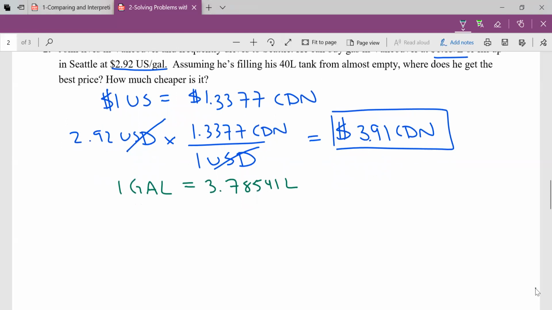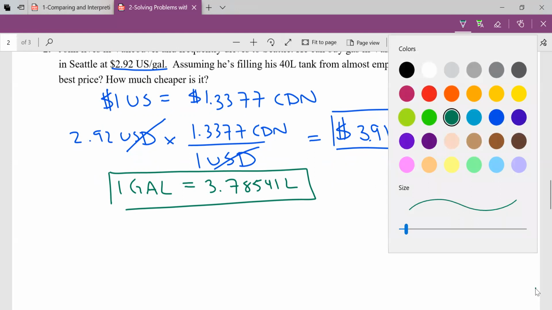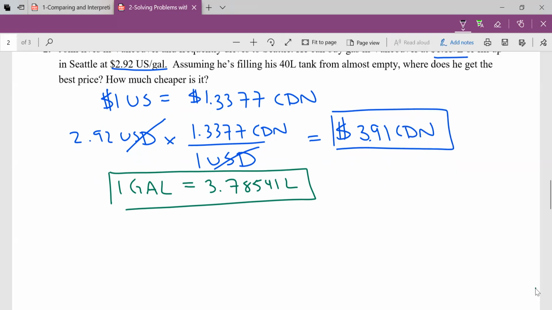Okay, so what have we got here? Let's figure out a gallon to liters. Well, we really just did it. 1 gallon is 3.78541 liters. So there's that. Okay, so now let's figure out, what does John pay in Canadian? What is he getting? What's his rate?